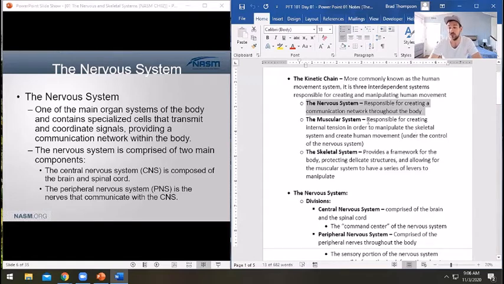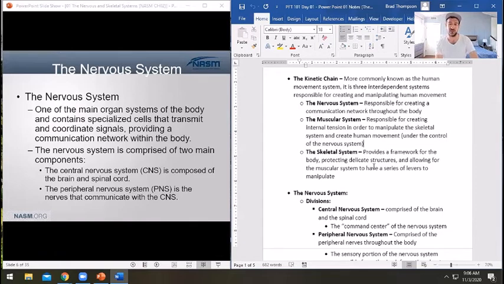And then you get your muscular system, which is responsible for creating internal tension in order to manipulate the skeletal system and create human movement, right? Your muscular system is a series of little muscle fibers, little muscle cells that all come together, and they're all arranged to be able to shorten and relax, right? If they're attached to something on both ends, and I shorten and relax, I'm going to be moving something towards me, right? So if I was attached to a bone over here and another bone over here, those two bones are going to be manipulated, and they're going to move, right?